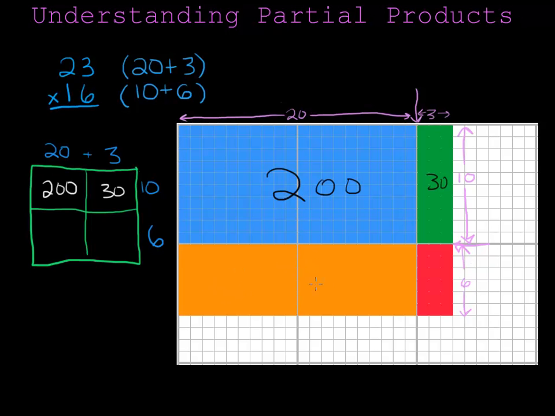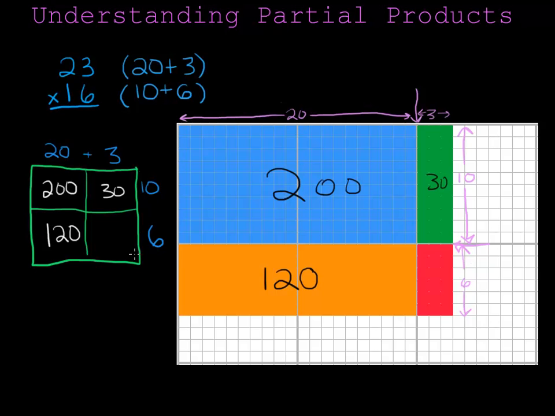Now let's take a look at the orange rectangle. The orange rectangle is still 20 units long, but it's only 6 units wide. 20 times 6 is a problem that I can do with extended base facts. So my base fact is 2 times 6, which is 12, but it's not 2 times 6, it's 20 times 6, so I add a 0 to my answer. That means there are 120 blocks in this orange portion. The 120 goes here, because 20 times 6 is 120.